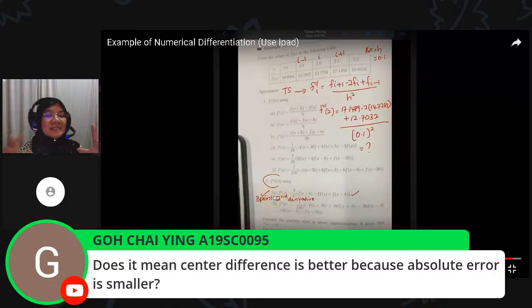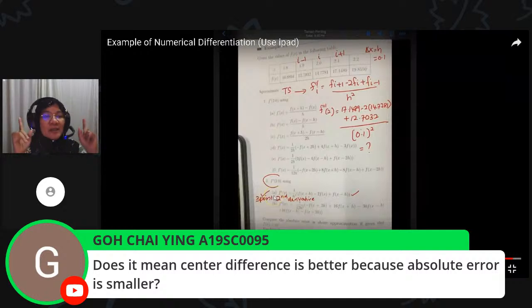Forward difference formula is just 1 point to your right. And if you're using the backward formula, it's just 2 points: 1 point on the back and the point for xi. All right, so center is better because more points are covered. 3 points is very good.